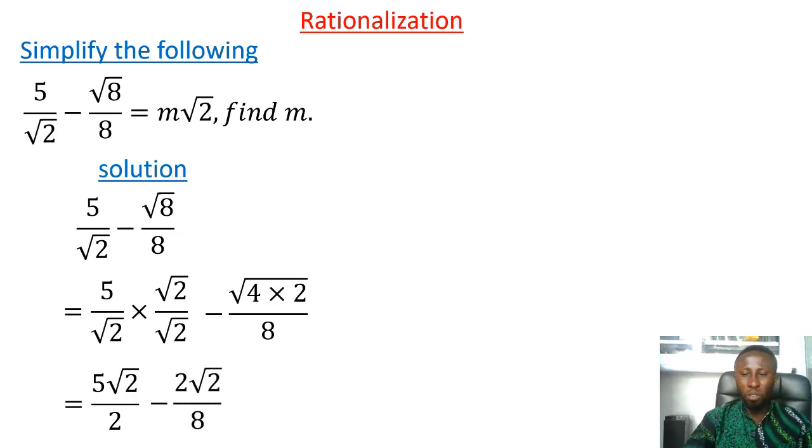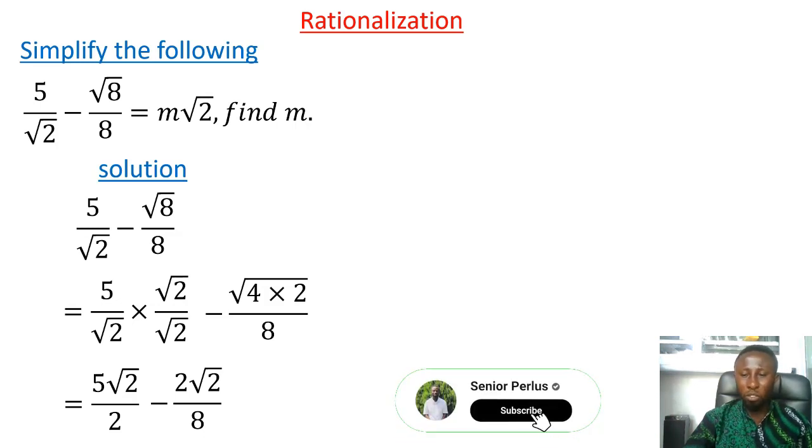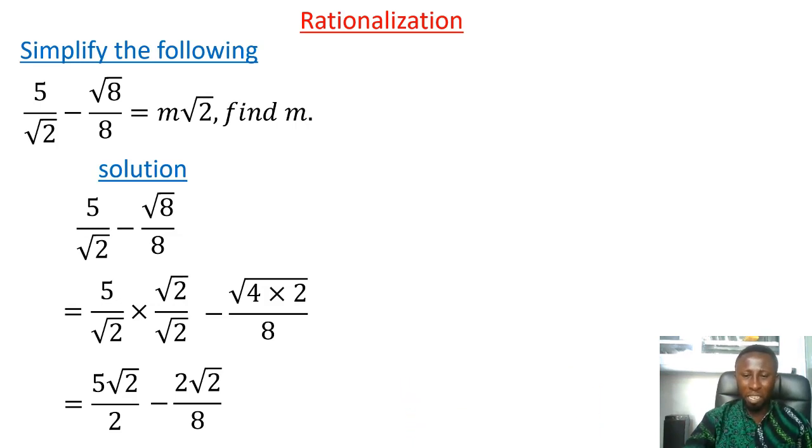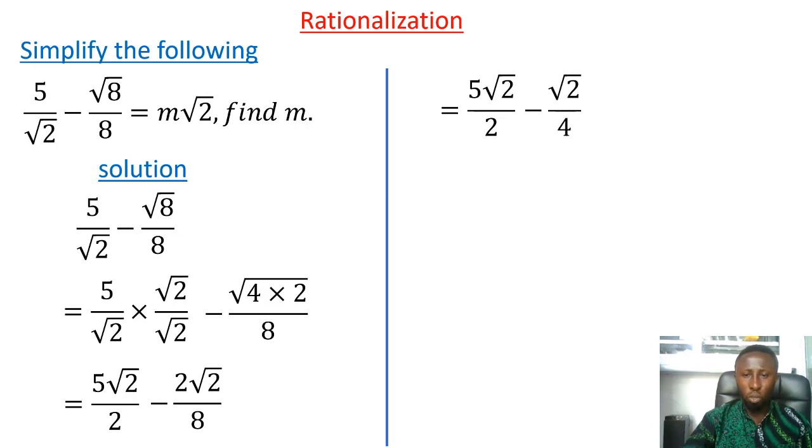Then with here, what should we do? In basic school, we know how to find the LCM. We were doing 1 out of 2 minus 2 out of 3. And we are doing something like that here. So 5 root 2 out of 2 minus 2 root 2 out of 8. So it will cancel. That's why we got root 2 out of 4. The 2 will cancel into the 8. It can reduce. Okay.